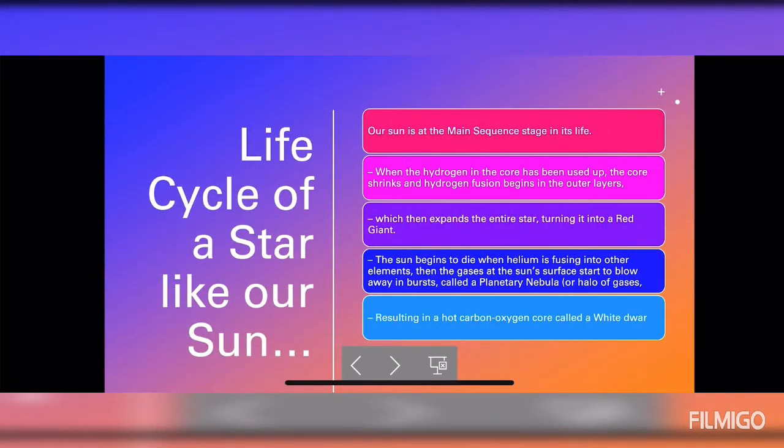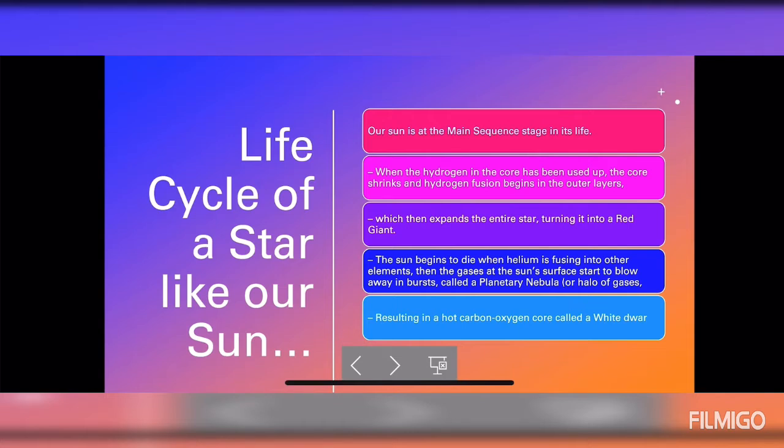Life cycle of a star like our Sun. Our Sun is at the main sequence stage in its life. When the hydrogen in the core has been used up, the core shrinks and hydrogen fusion begins in the outer layers, which then expands the entire star, turning it into a red giant.